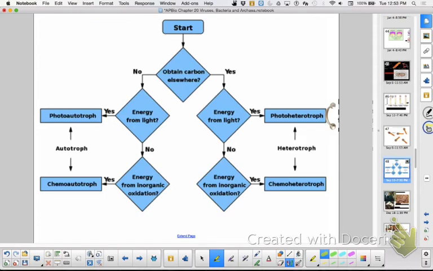Some heterotrophs are even photoheterotrophs, where they use light to generate ATP, but they still need to consume carbon. Autotrophs, we talked about the two types. Phototrophs use light, and chemoautotrophs are ones like you would see in a hydrothermal vent that are using the breakdown of inorganic molecules to give them the energy to generate ATP and then reduce CO2 into glucose.